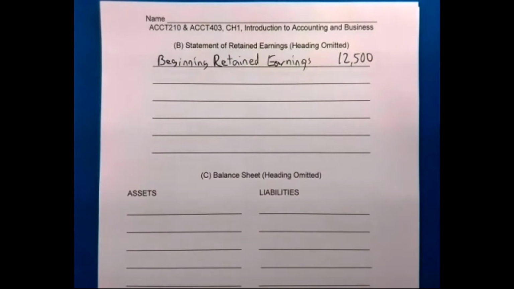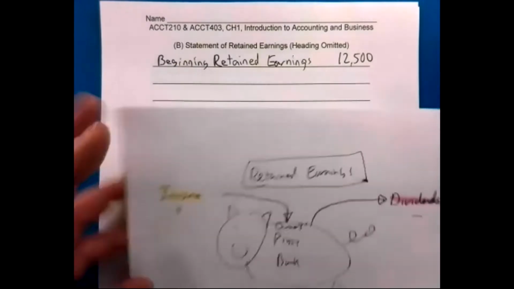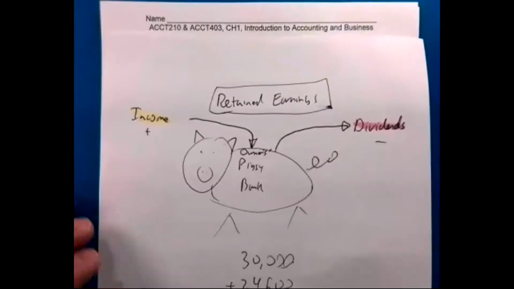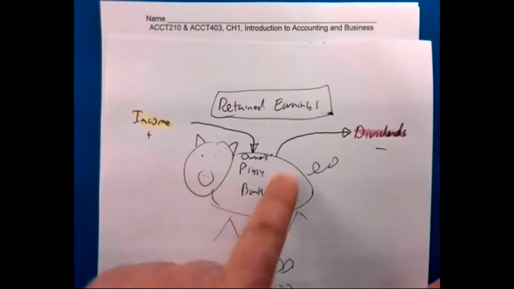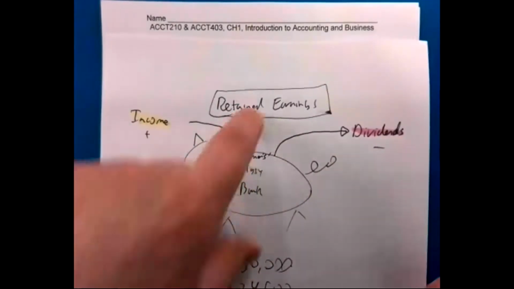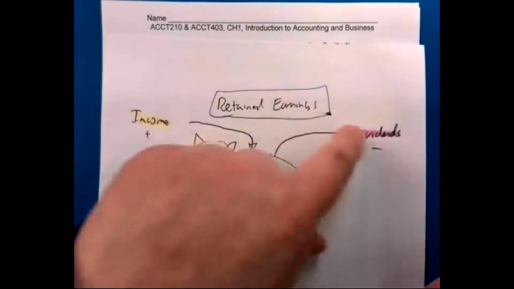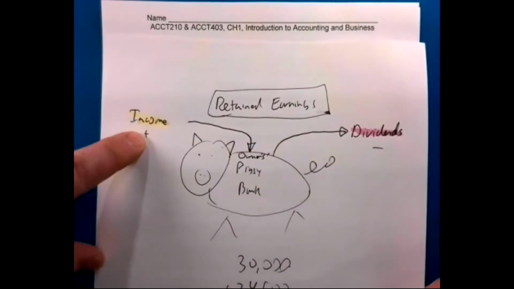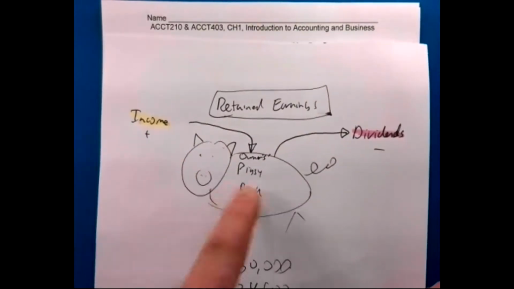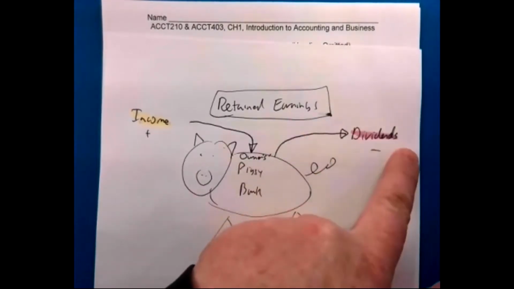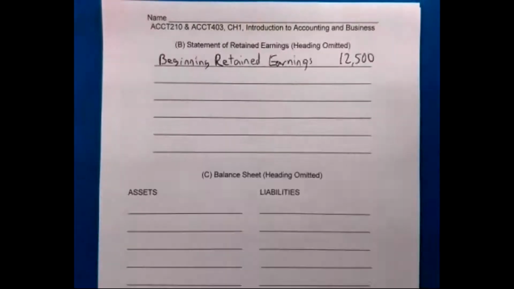And you recall, income goes into retained earnings, dividends come out. So it's kind of like the owner's piggy bank. When you make income, it goes into the piggy bank. More money for the owners. They take it out. Well, they've taken out some of the money, so this piggy bank's smaller.